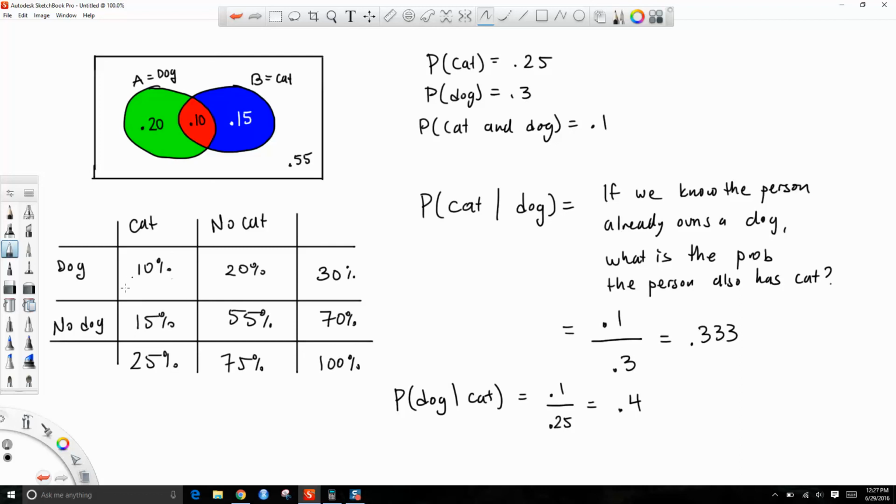Or we could look at it this way: if we limit ourselves just to this row, the row where you have a dog, what's the probability that you end up in the cat box? 10% out of 30, so there's a 1 in 3 chance here, so 33% there.